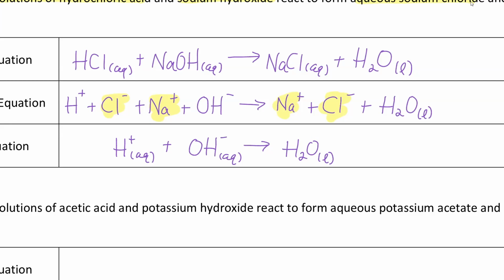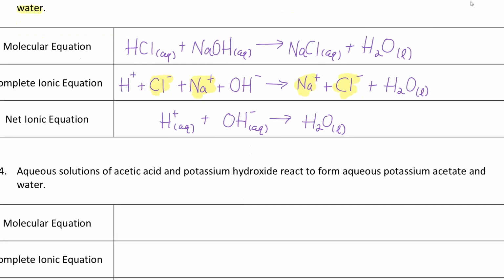Yeah. So only aqueous ions dissociate. Got it. Never liquid or solid. Correct. Great question. Only aqueous solutions that are soluble. Now, that's why I'm going to go on to this last example, because we've got aqueous solutions of acetic acid and potassium hydroxide, which will give us aqueous potassium acetate and water.